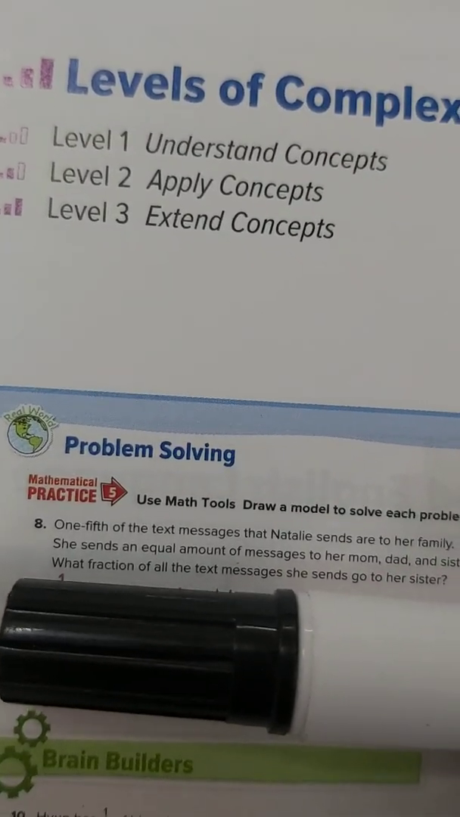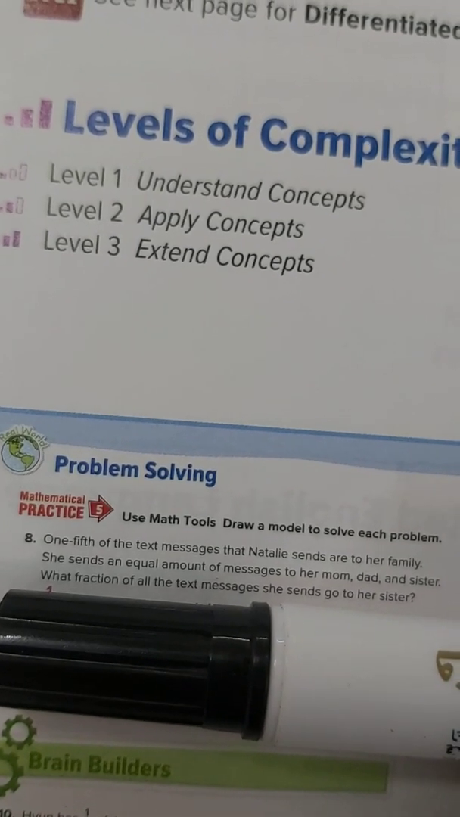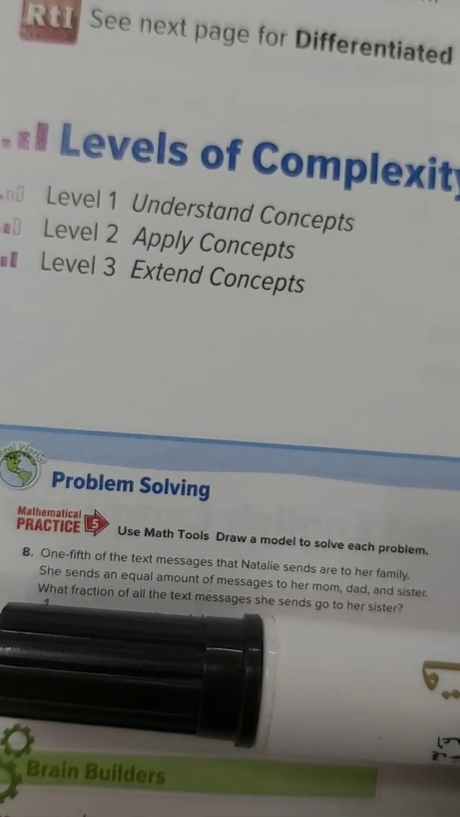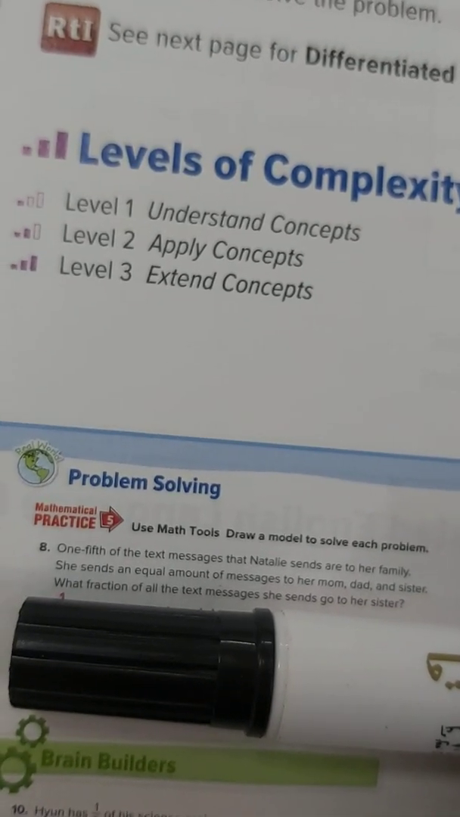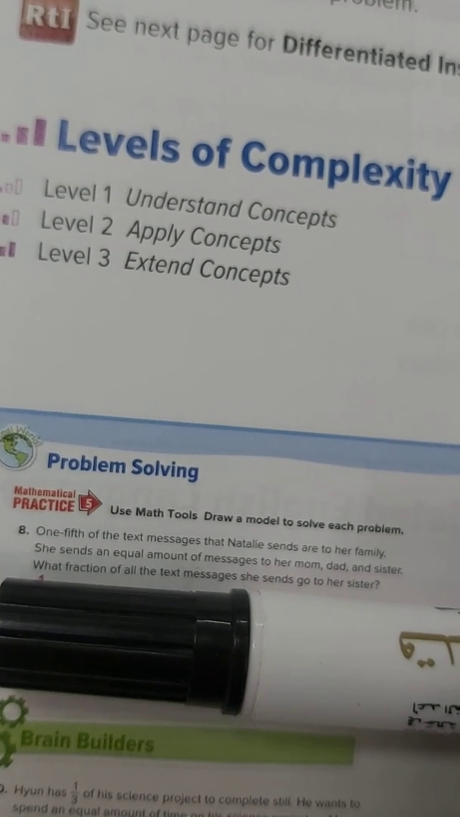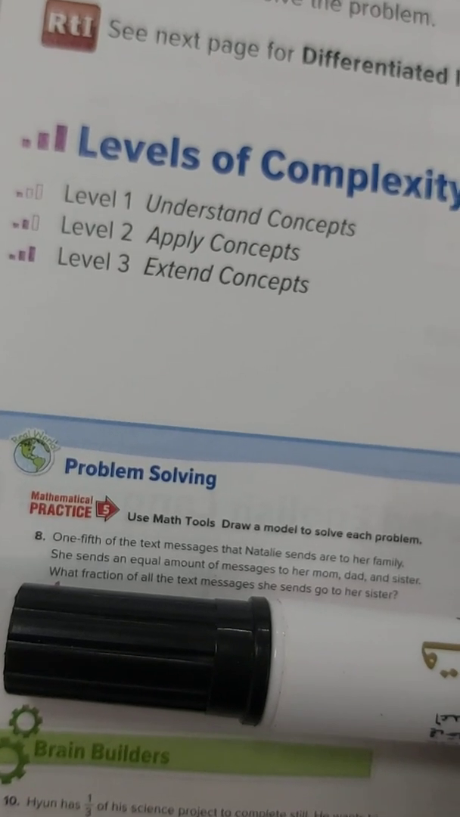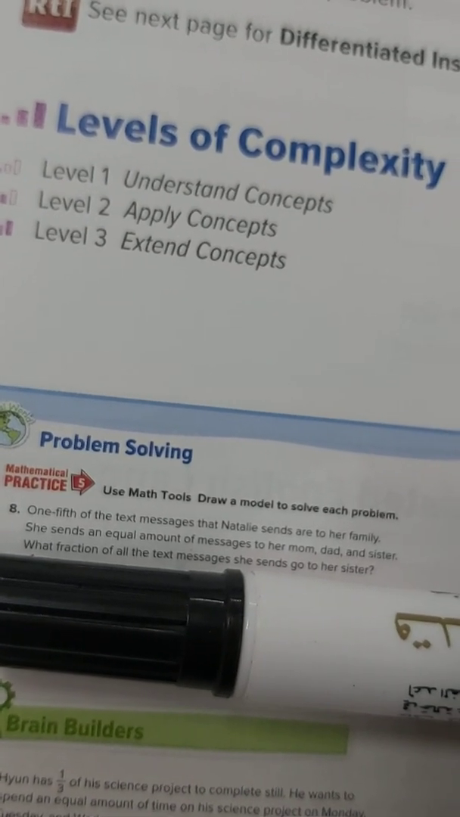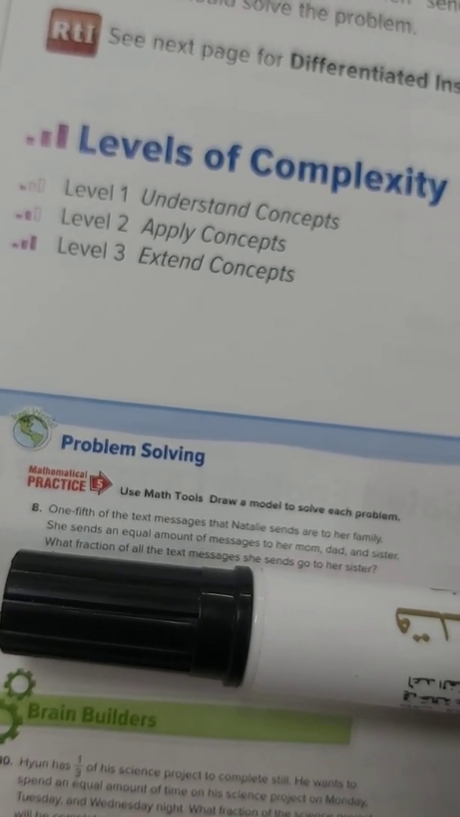And let's do the problem solving. Here we have problem solving in the book, on page 773. 1/5 of the text messages that Natalie sends are to her family. She sends an equal amount of messages to her mom, dad, and sister. What fraction of all the text messages she sends go to her sister? So we will divide the 1/5 among the 3 people here, mom, dad, and sister, to see how much each one will get from the messages.